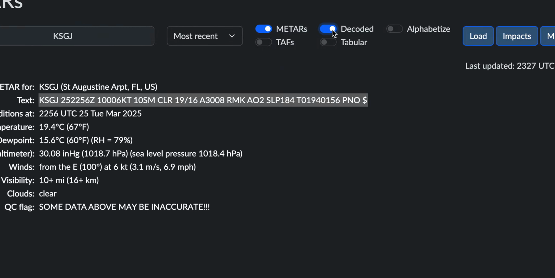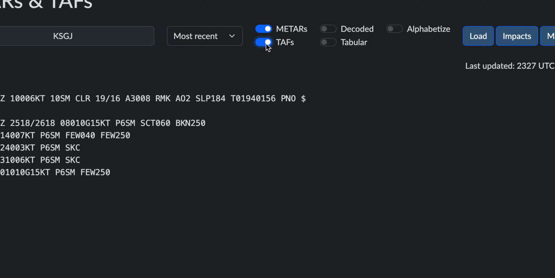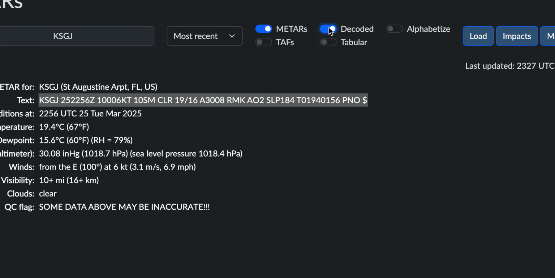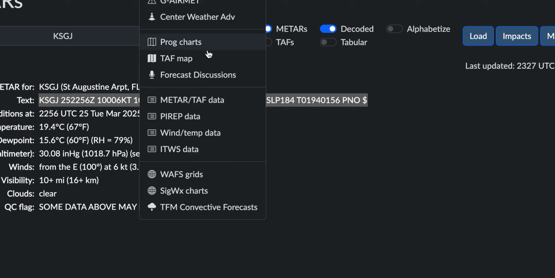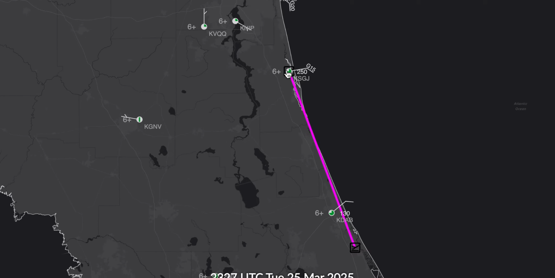Super excited. And also, I forgot to mention, I honestly forget that this exists too, but we have a TAFs feature in here and a decoded feature. Yeah, that's cool. Interesting. Anyways, so that looks pretty good. Just basing my observations off of the TAF, everything looks pretty good here.